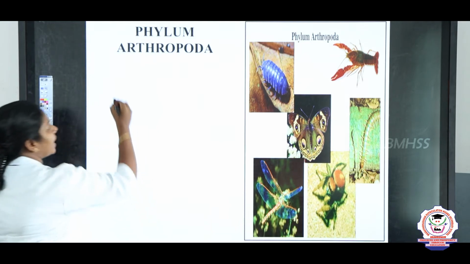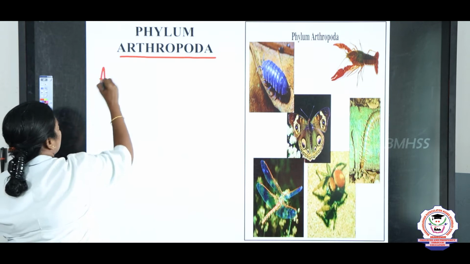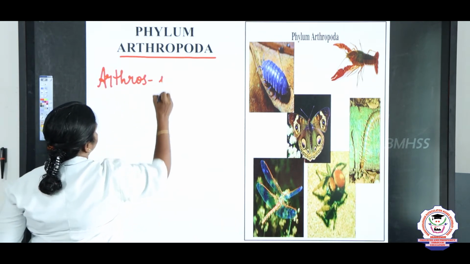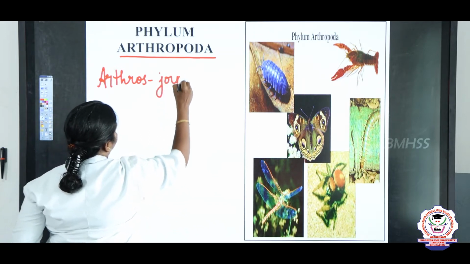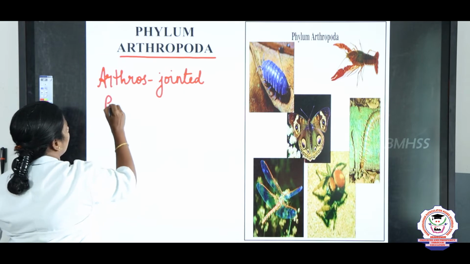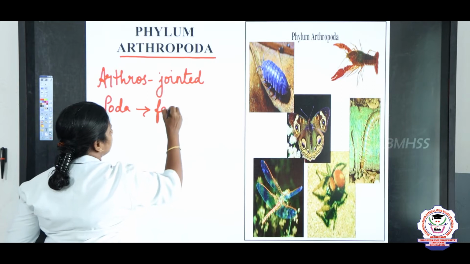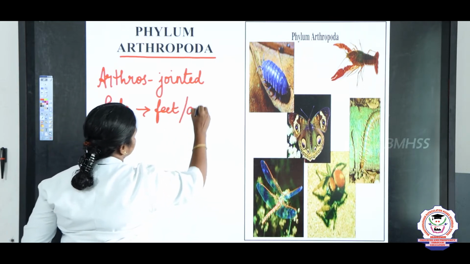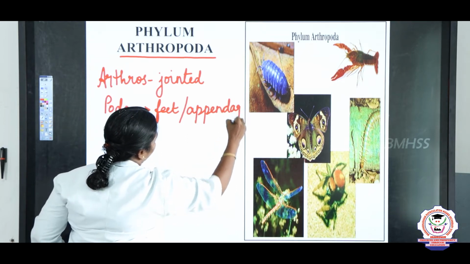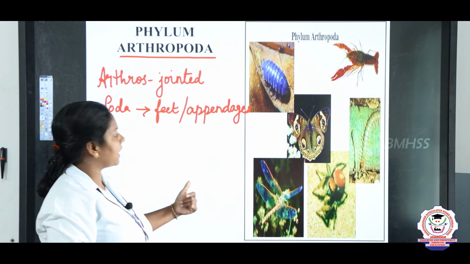First one, why did it get the name Arthropoda? In Greek, arthros means jointed. Arthros means jointed. Poda refers to feet or appendages. So the organisms which possess jointed appendages we can say belong to phylum Arthropoda.